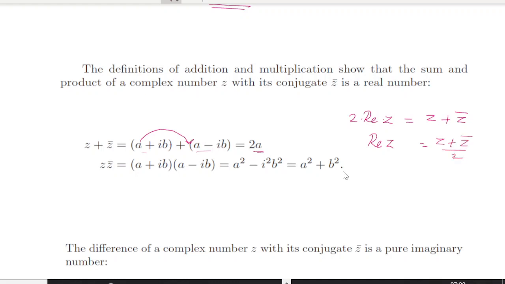In the same way, z into z bar will result in a square plus b square. That means we are getting real numbers. So this is our idea to divide two complex numbers. That is, we are making use of the z bar idea. When you are multiplying z with its conjugate, we are getting a real number.